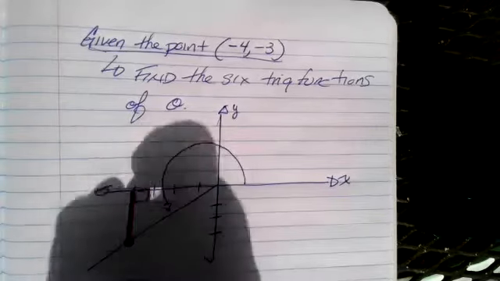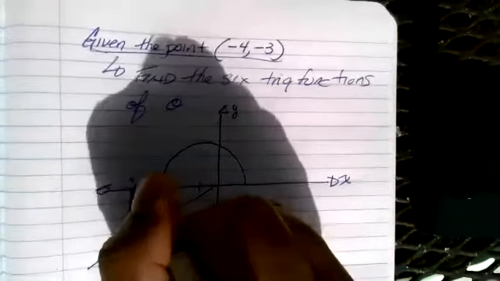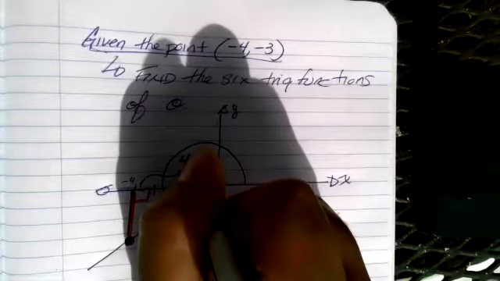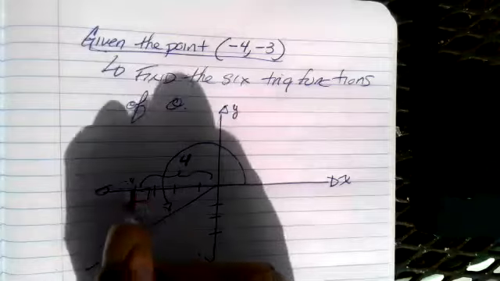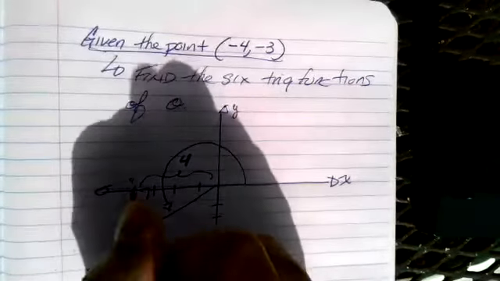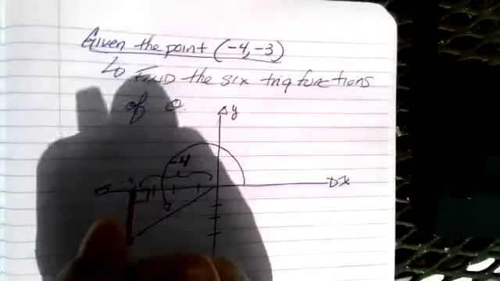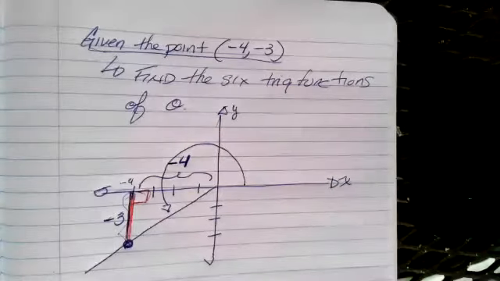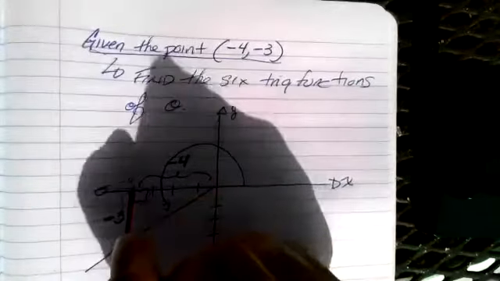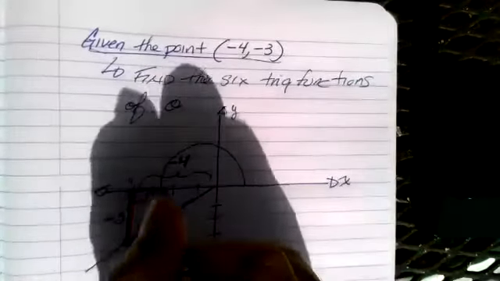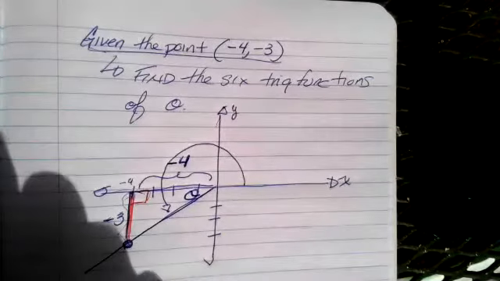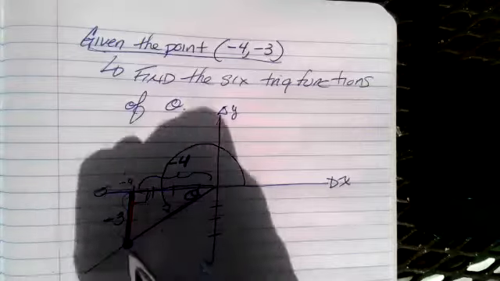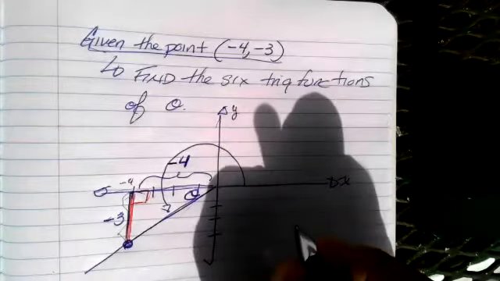And since this is a right triangle, even though this is at -4, this distance is 4. And this is -3, but this distance is 3. But since we're in this quadrant, we're going to keep it as -4 and -3. And our hypotenuse is not given. But in this triangle, we could find this hypotenuse by using the Pythagorean theorem, right?